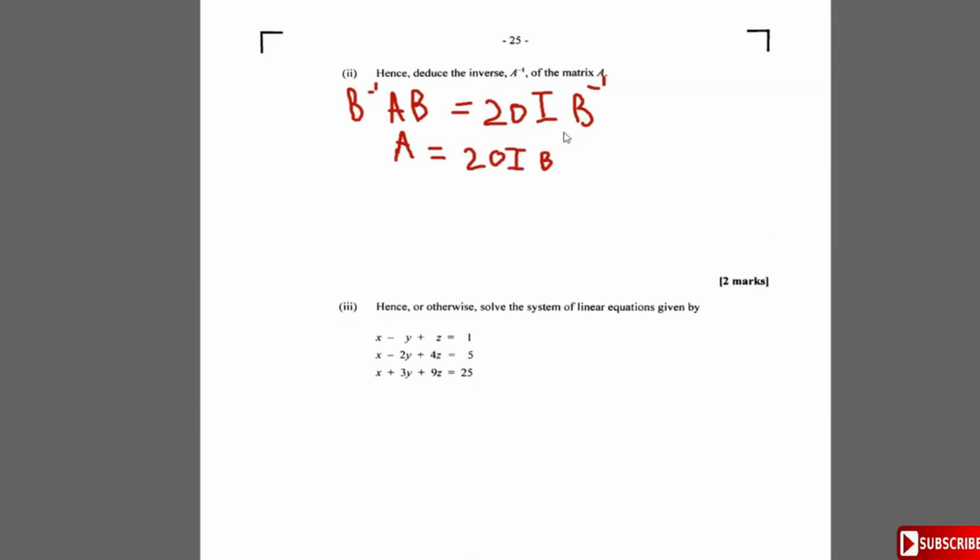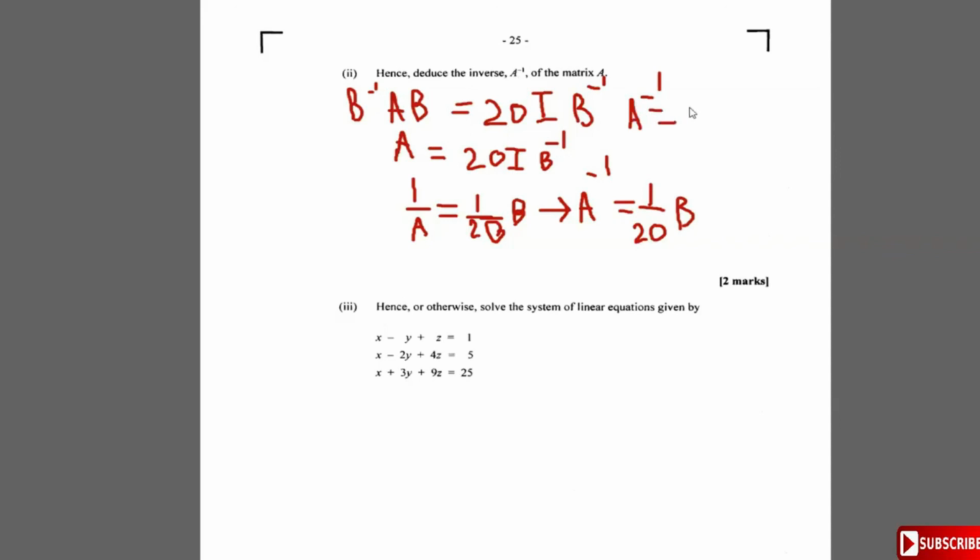And so what am I saying? If I were to flip it, I would then get 1 over A is equal to 1 over 20 times 1 over B inverse, which is just B. And so that implies that A inverse is 1 over 20B. A inverse is equal to 1 over 20 times B. Now, of course, you're going to have to put it in. So A inverse is 1 over 20 times B.